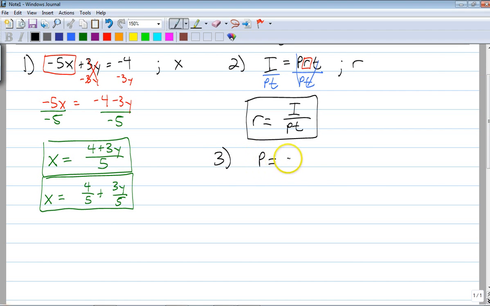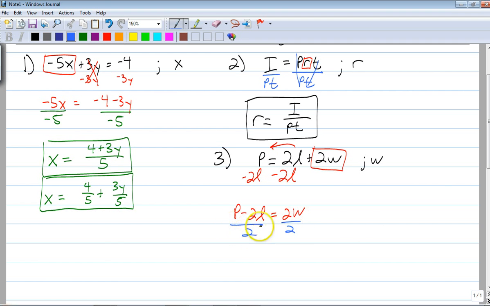P is equal to 2L plus 2w, and I want you to solve for w. Again, when there's a plus or a minus, we want to solve for this, so we need to get rid of this. We have to subtract it away because they're attached by addition. So I can say P minus 2L is equal to 2w. Then finally, to get w by itself, we divide everything by 2, and I can rewrite this as w is equal to P minus 2L over 2.